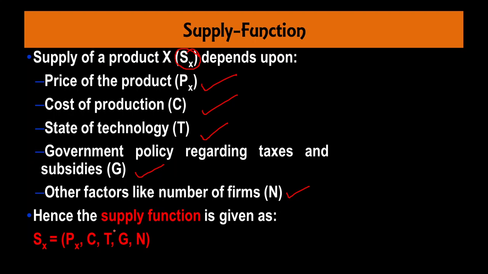This can be shown in a functional form. When you show these factors in functional form like this, it is known as a supply function. So Sx, that is supply of commodity X, is a function of price of X, cost of production, state of technology, government policies, and the number of sellers or firms producing the product or service.